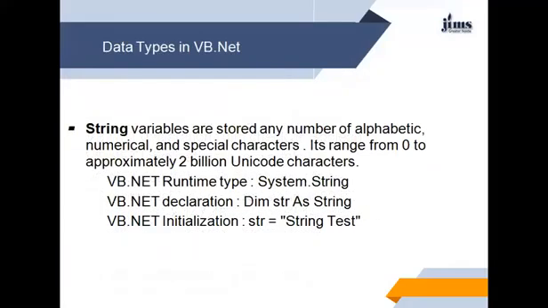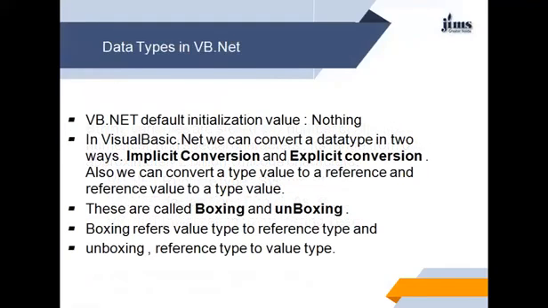So there are different data types, like you have seen Boolean and integer, and now the string. String variables store any number of alphanumeric, numerical and special characters. Its range is from 0 to approximately 2 billion Unicode characters. The VB.NET runtime type is System.String. Let's say str is a string, and we have assigned the string "test" to it. The VB.NET default initializing value is Nothing.